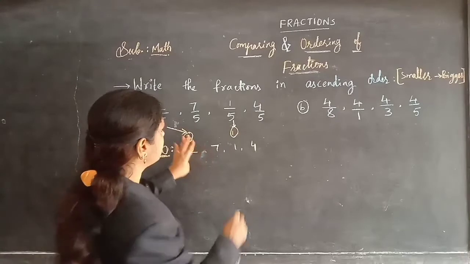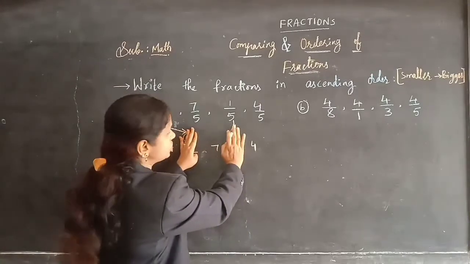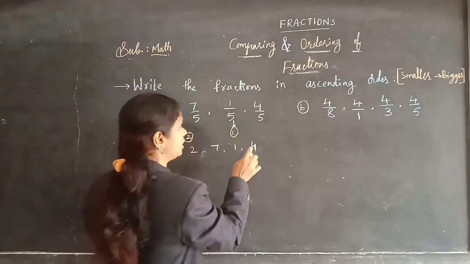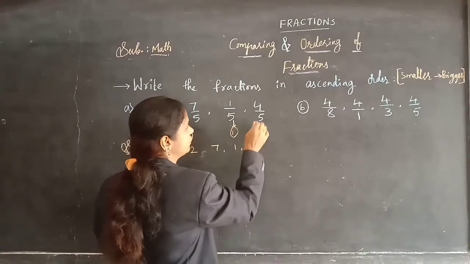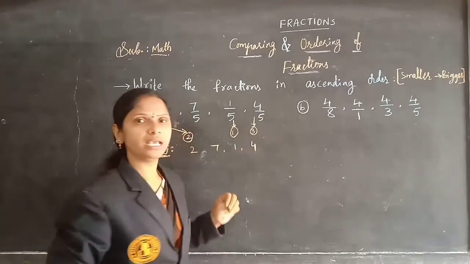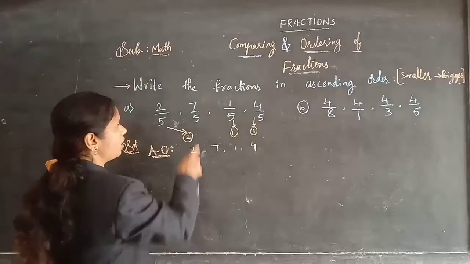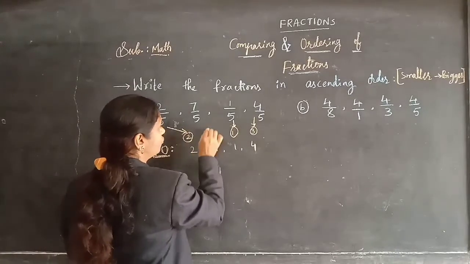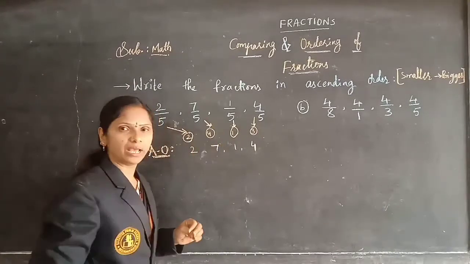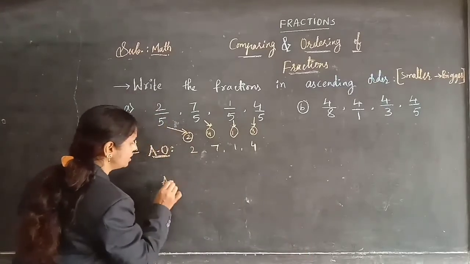And next, the remaining here 7 and 4. So in these two, which one is the smaller? This. So give third place for it. Nothing but 4 by 5 is into the third place. Now last one, the remaining fourth place, which is 7 by 5. Come on, let's arrange here.